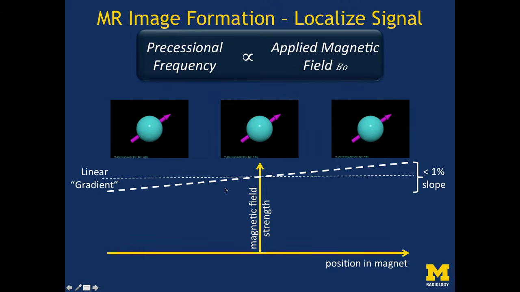But if we add more hardware to the system and we adjust the magnetic field temporarily, very short term, just a few milliseconds, we can turn on a linear gradient. And the slope of the gradient is really pretty subtle. It's maybe 1% from one side of the magnet to the other. And now we have different precessional frequencies as a function of location in the magnet. And this fact is the way that we can localize where the signal is coming from.